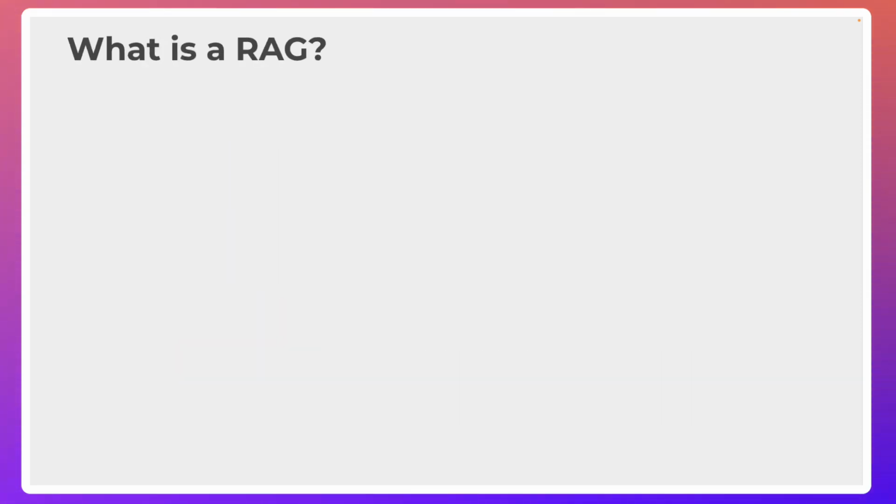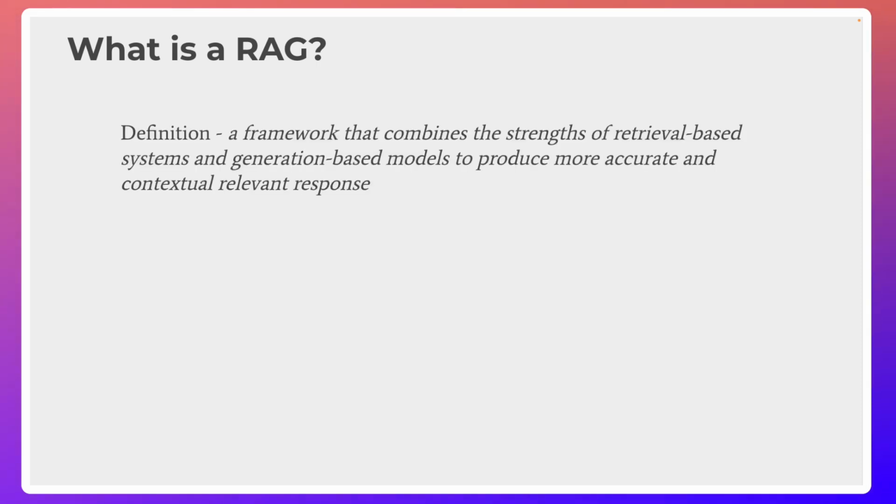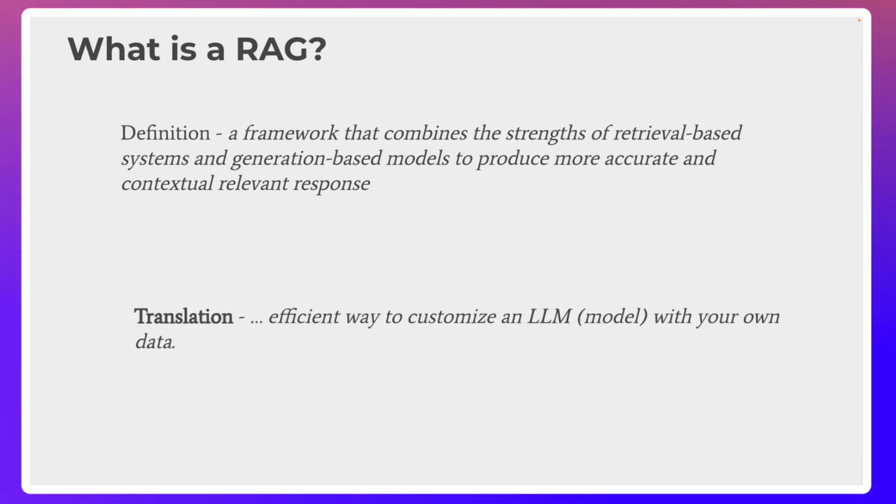But we still haven't defined RAG really. So what is a RAG? The definition goes as follows: a framework that combines the strengths of retrieval-based systems and generation-based models to produce more accurate and contextually relevant responses. And the keywords again are contextually relevant responses, because that is the whole goal of RAG. Okay, that sounds great, but translating all of that, we would say it's an efficient way to customize an LLM, a large language model, with your own data.